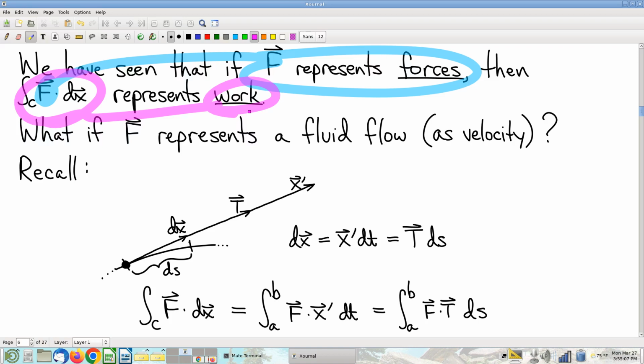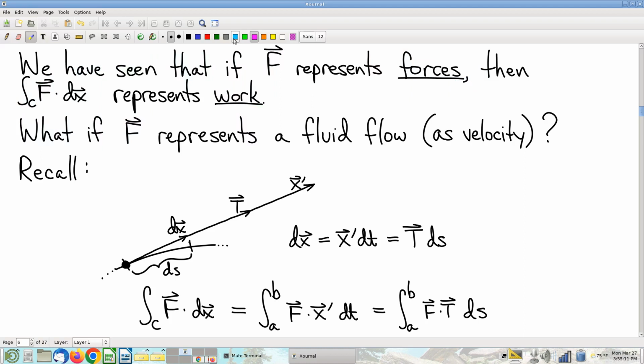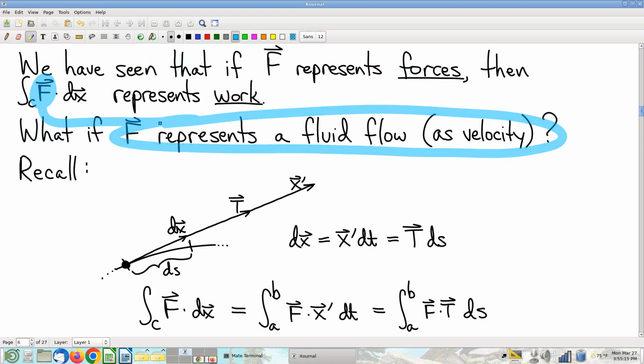Fine, old news. Here's the question I want to ask. What if this vector field no longer represents force? What if it represents the velocity of a fluid flow, for example? Well, now what does a vector line integral represent? It's not work anymore. It's no longer force dot displacement. Now it's velocity dot displacement. And does that ring any bells for us? Not really.